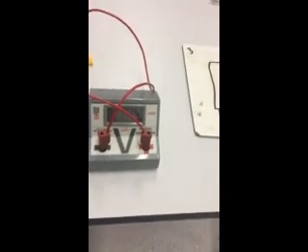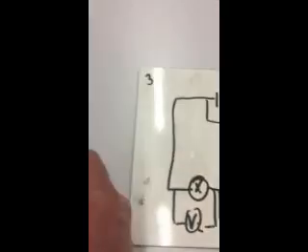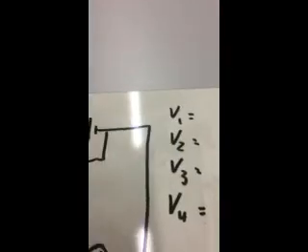V3 is 1.76. And V4 is 1.14. So let's go back to our results tables now. Let's see if we can record that information.